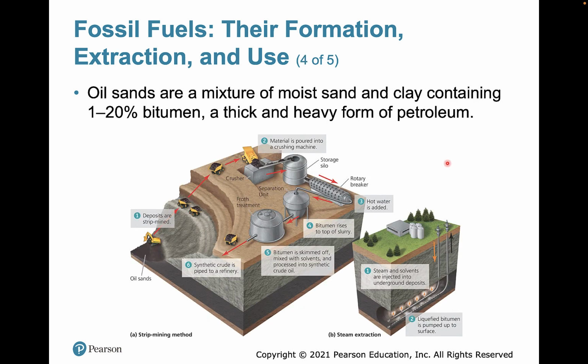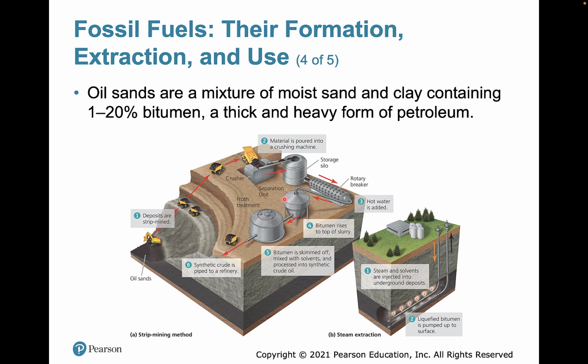So these are the oil sands, right? It's this slurry of sand and clay with bitumen in it. So what they do, they strip mine it. They cut the earth away, dig it up, put it in the trucks. The trucks take it to the crusher. They crush it, they break it, they add hot water. Because it's oil-based rather than water-based, the oil rises to the top. The bitumen gets skimmed off, it's mixed with other things, becomes synthetic crude oil, and gets sent off to a refinery.